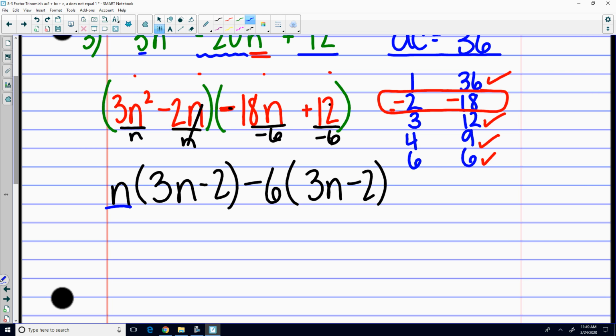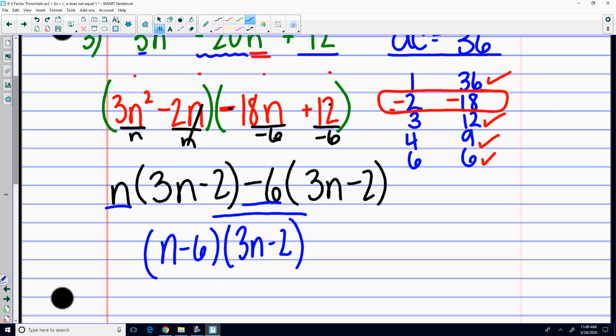Rewrite your binomials. So I'd have n minus 6 and 3n minus 2. And again, that 3n minus 2 could be first. It doesn't really matter, but I just tend to write it that way. All right, keep pausing if you need to. I think I got 2 more on here for you.